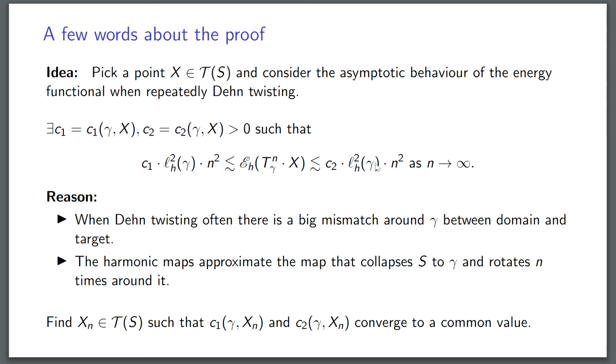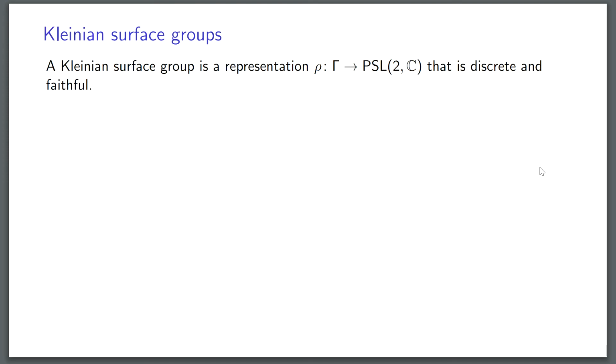And in this way, we can extract the value of this quantity simply from the energy spectrum. That's an overview of how the proof works. And let's now look at how we can go further. Namely, many of these techniques can also be applied to Kleinian surface groups.